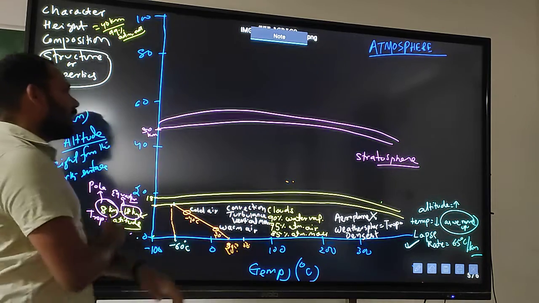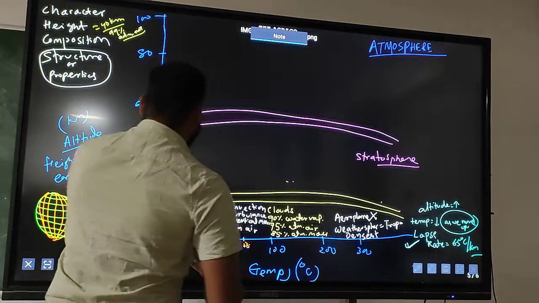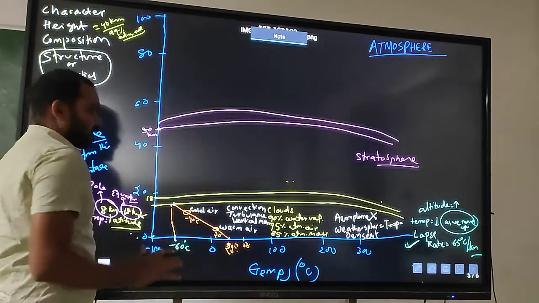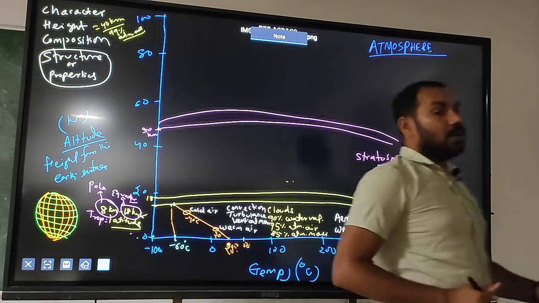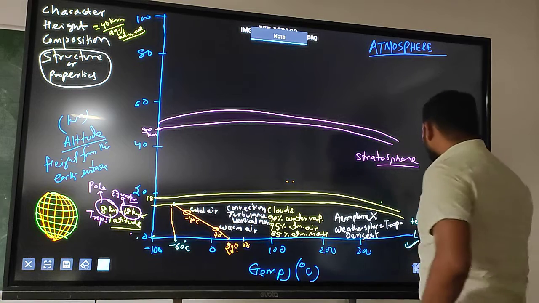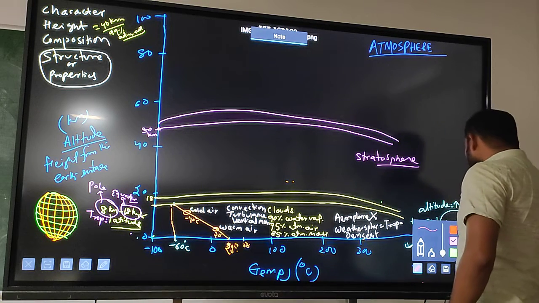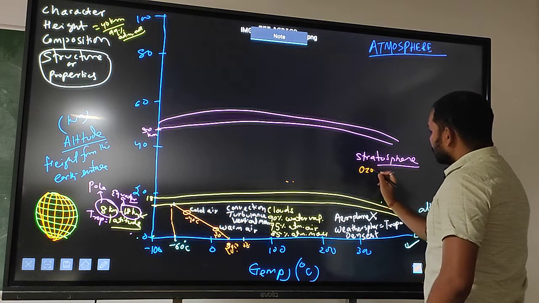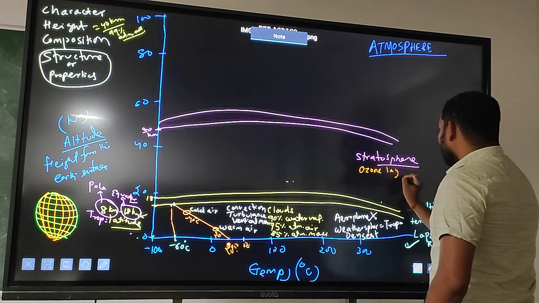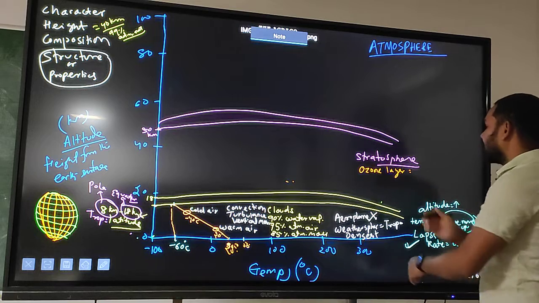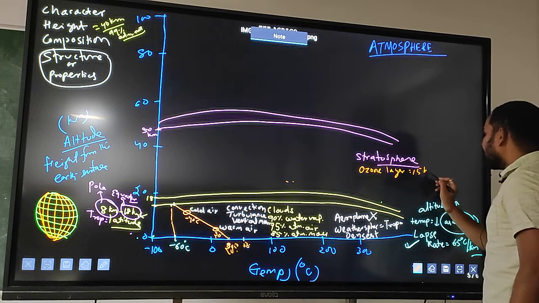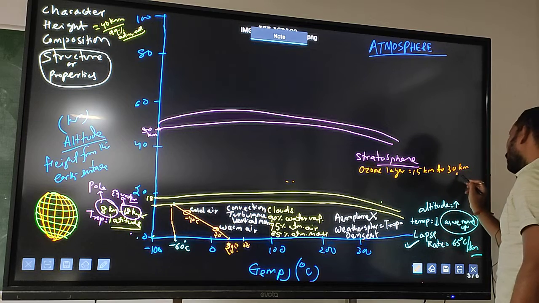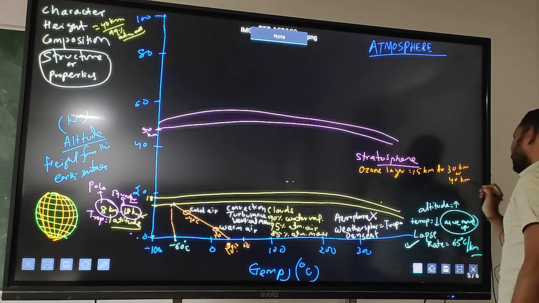Okay, so now if I look at the stratosphere, what will happen? In the stratosphere, the ozone layer is there. As we know, the stratosphere contains the ozone layer. And this ozone layer starts from 15 kilometers to somewhat 30 or 40 kilometers.